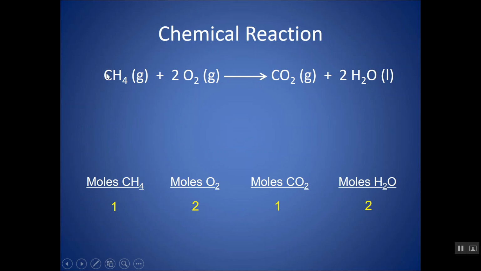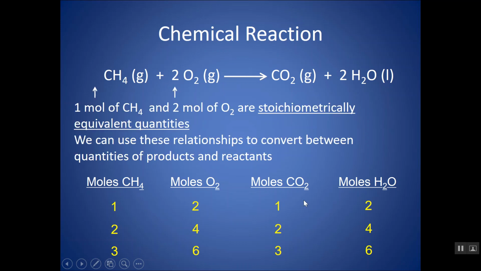So if I start with 1 mole of CH4, I would need 2 moles of O2. It would give me 1 mole of CO2 and 2 moles of H2O. If I don't start with 1 mole of CH4, if I start with 2 moles instead, then I would still need double the O2. I would need 4 moles of O2. And then 2 moles of CO2 would be made and 4 moles of H2O. Everything would double. If I started instead with 3 moles of CH4, everything would triple, but notice that these ratios stay the same, 1 to 2 to 1 to 2, 1 to 2 to 1 to 2.